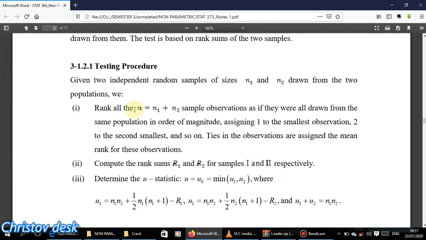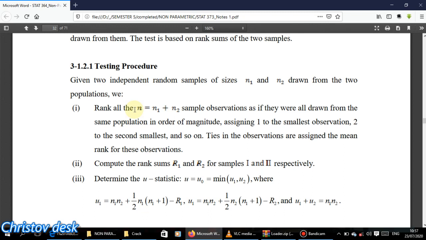So assuming that you went to a private school and took a sample from there, and you went to a government school and took a sample from there, you have two independent samples. So for you to do this test, what we do is put all of them in one class.